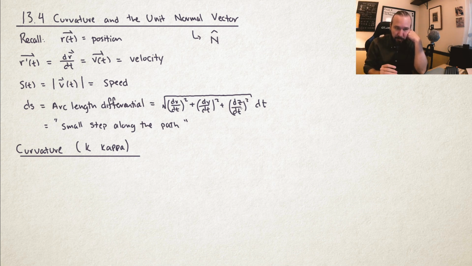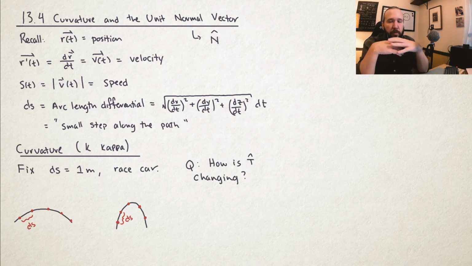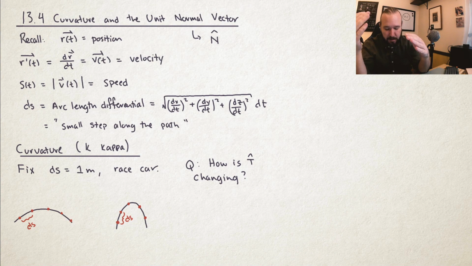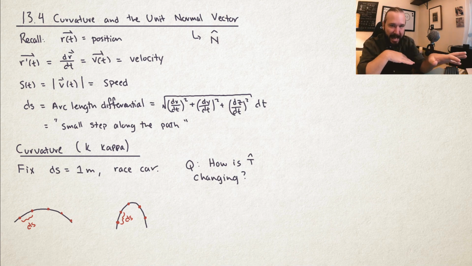Let's look at a couple of very simple, motivating, conceptual examples so that we can try to understand what the curvature is and what it's measuring. So the easy way to understand this is to try to think of rate of change with respect to ds.